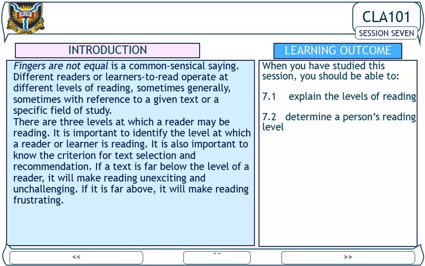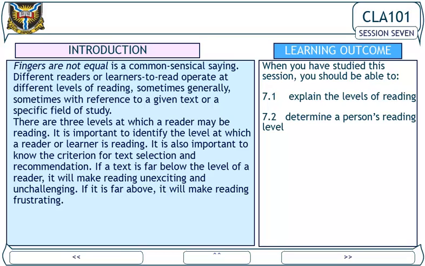There are 3 levels at which a reader may be reading. It is important to identify the level at which a reader or learner is reading. It is also important to know the criterion for text selection and recommendation. If a text is far below the level of a reader, it will make reading unexciting and unchallenging. If it is far above, it will make reading frustrating.